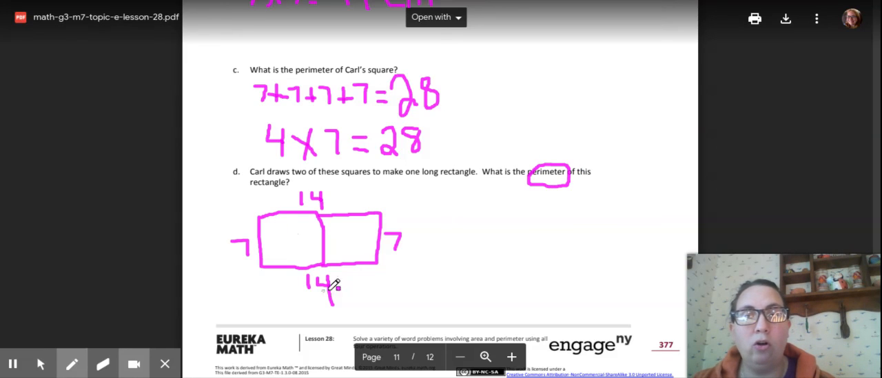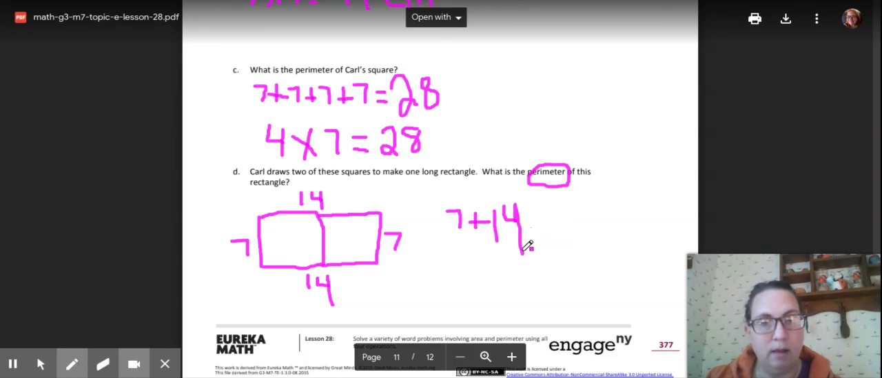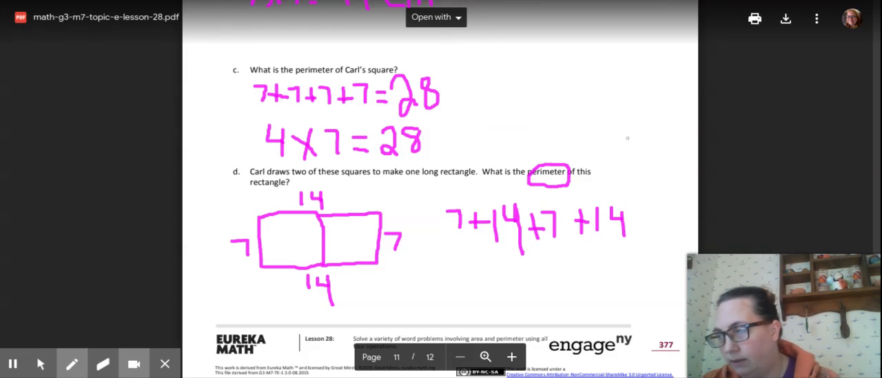So we have to add all those numbers together. So 7 plus 14 plus 7 plus 14. When you add 7 plus 14 plus 7 plus 14, you get 42. So that's the perimeter, 42 centimeters.